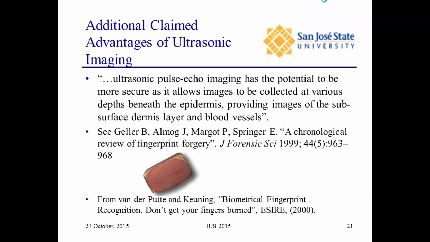2-cycle square wave. One of the advantages claimed in the Fung paper is that ultrasonic pulse echo imaging has the potential to be more secure, as it allows images to be collected at various depths, providing spoof resistance. A very interesting paper on the history of fingerprint forgery was published in 1999. It's given here. Fingerprint forgeries can be traced all the way back to 1907. So there's an over 100-year history of fingerprint forgeries, and certainly people have been quite concerned about this.